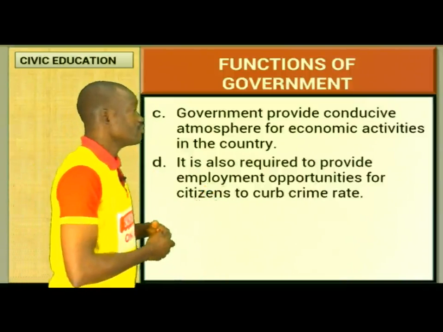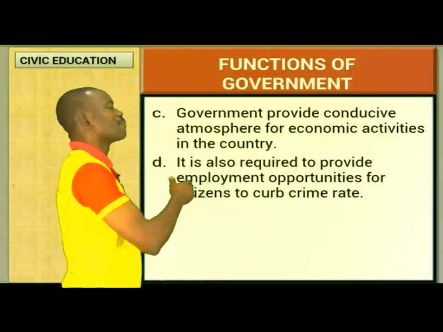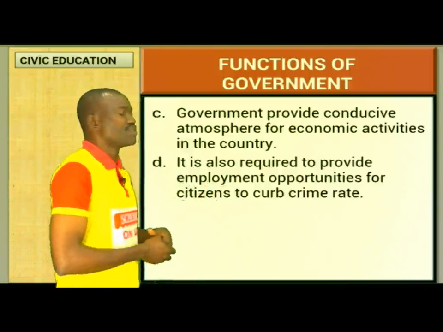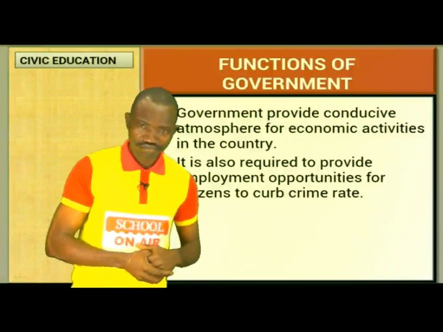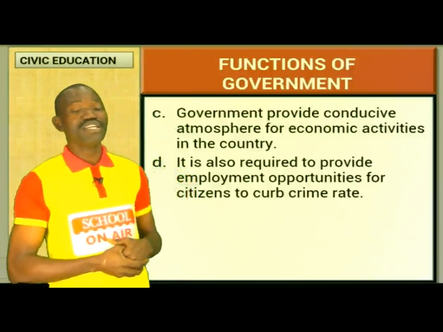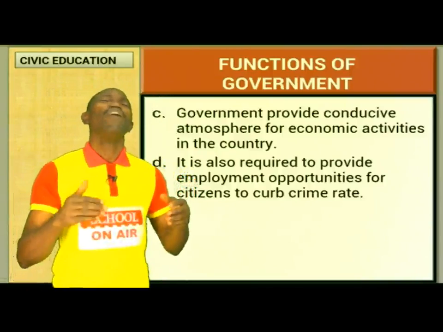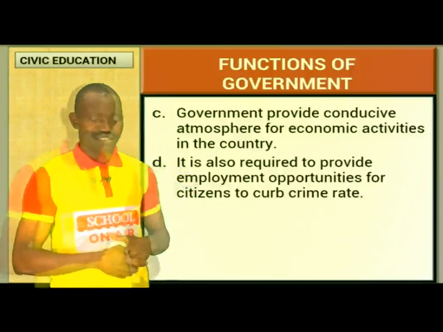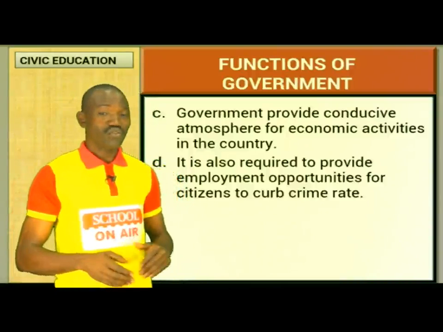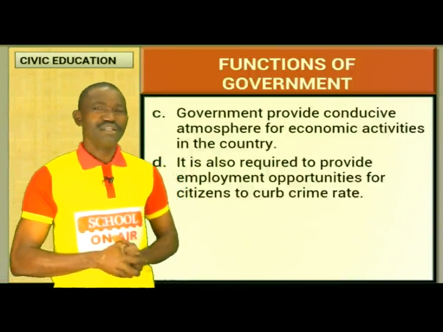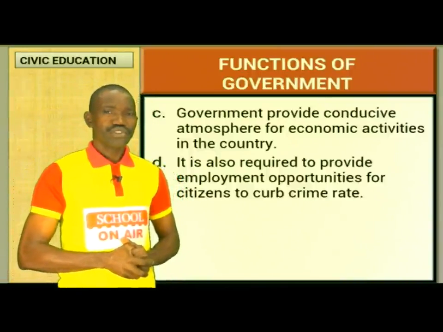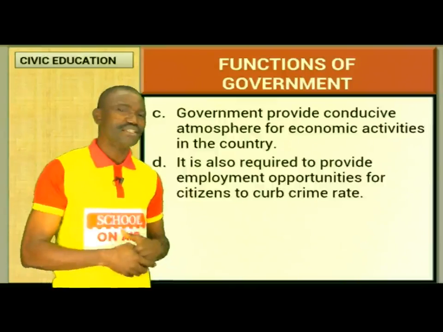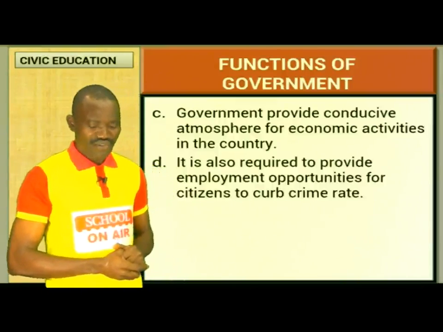Number 4, they are required to provide employment opportunities for citizens to curb the rate of crime in our society. Even though you also agree with me that government alone cannot provide employment for everybody, but at least to a reasonable extent, it is the duty of government to provide employment for its citizenry. And by doing this, the rate of crimes and criminalities will be reduced in the society.